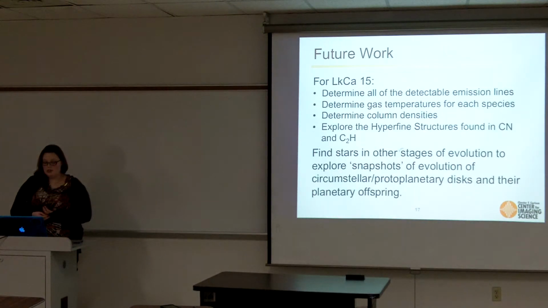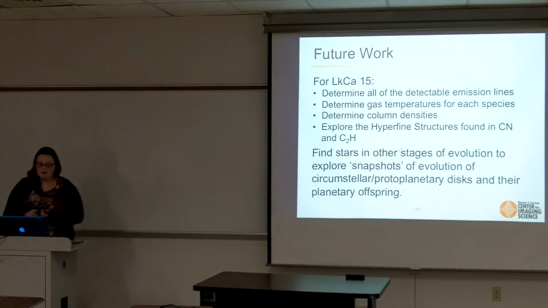Determine some column densities, and then there's actually some hyperfine structure found in CN and C2H, and hyperfine is just like higher orders in rotation, so electron spins and such. But in general, I also want to find other stars in that point of the evolution, so you can confirm, deny, or maybe edit the theory on star formation.